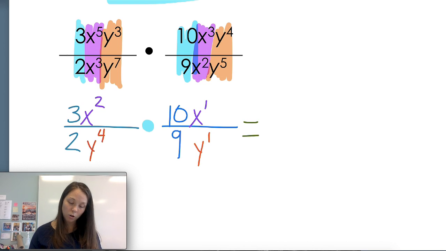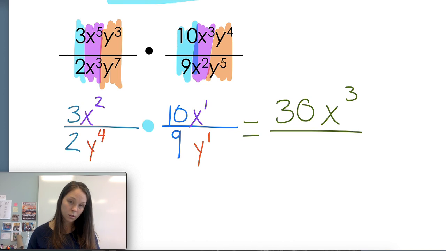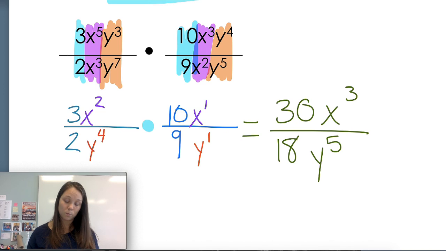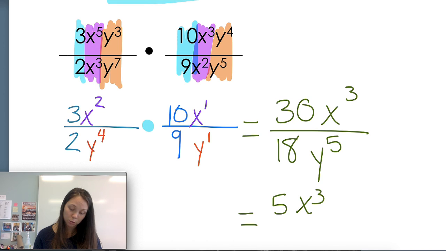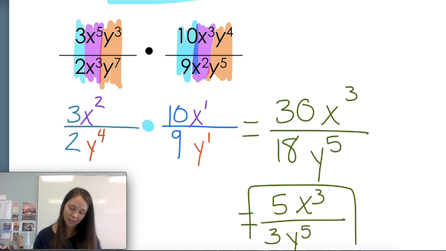So multiplying straight across is going to give me 3 times 10, which is 30. X squared times x, which is x cubed. 2 times 9, which is 18. And y to the 4th times y to the power of 1, which is y to the power of 5. Looking at my 30 divided by 18, 30 and 18 can both be simplified down. And that's going to give me 5x cubed over 3y to the 5th, because they can both be simplified down by 6. So that's going to give me my final answer.